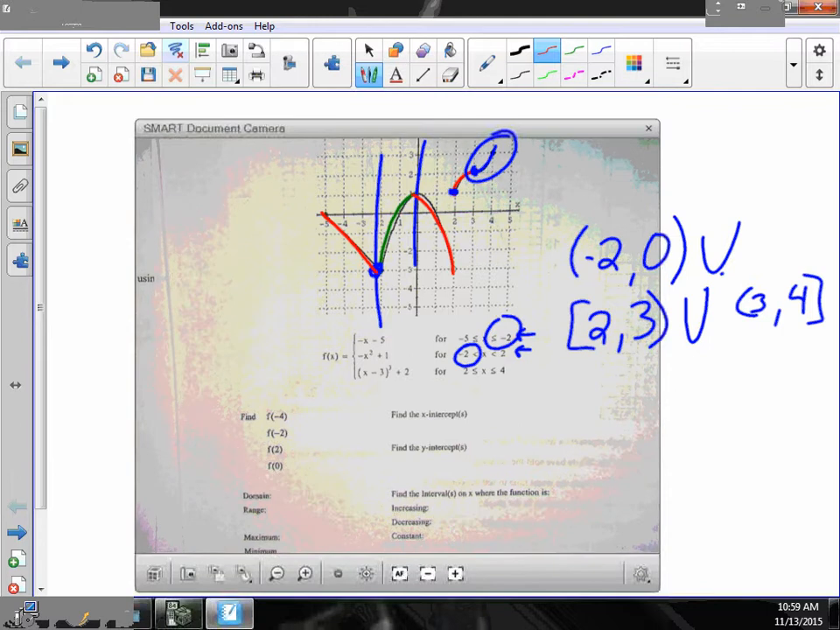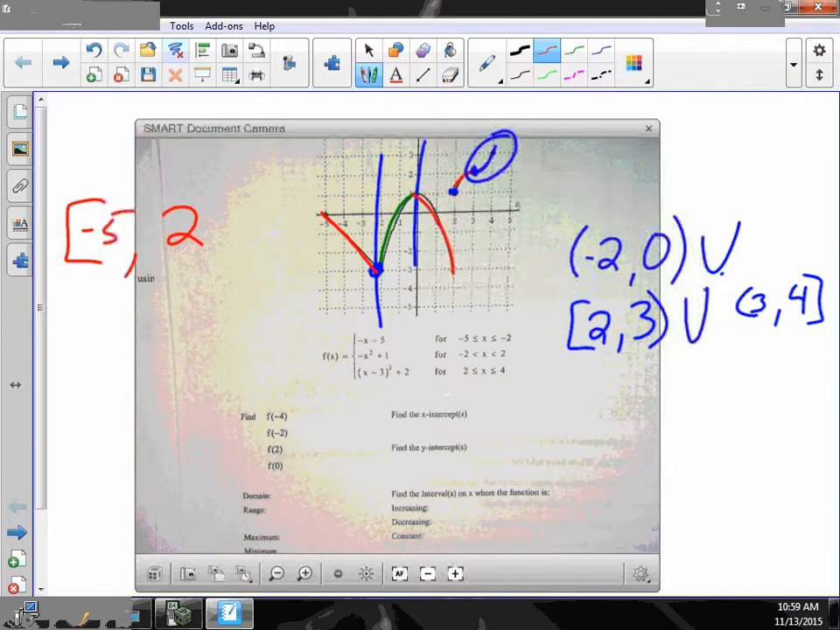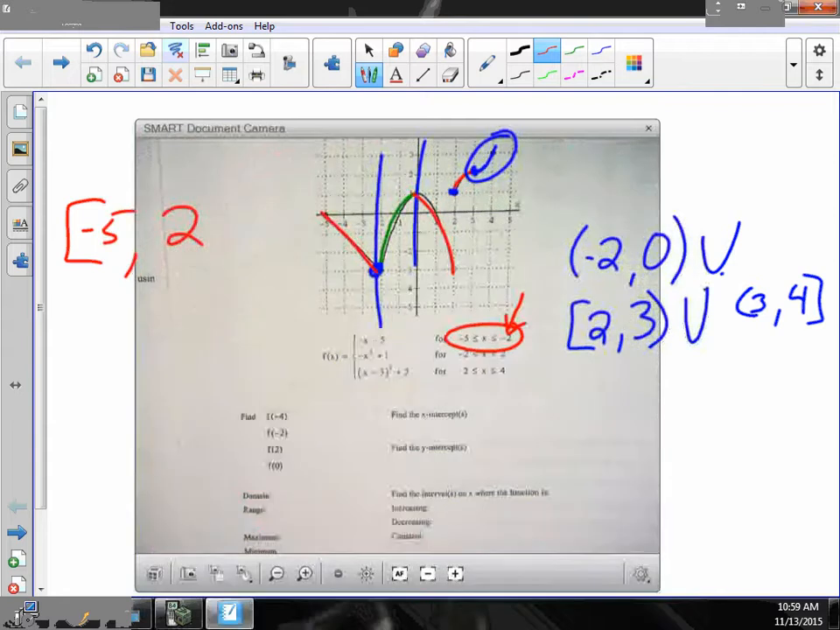So decreasing would be from -5 to 2. Is the car going down at -5? Yes. So it gets a bracket. Is the car going down at -2? Well, if we look at the domains, -2 is part of the linear. So -2 belongs to the linear, not the quadratic. So at -2, it would be facing down the hill.